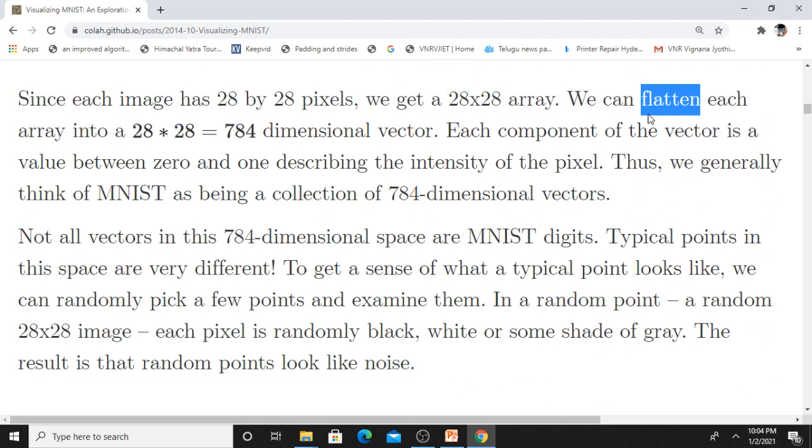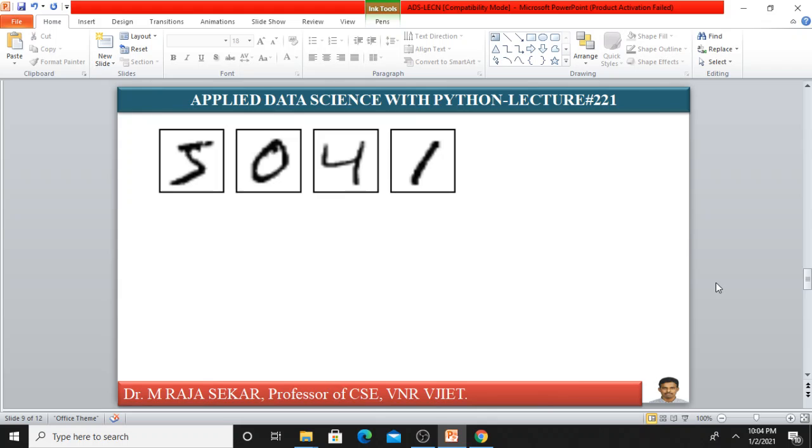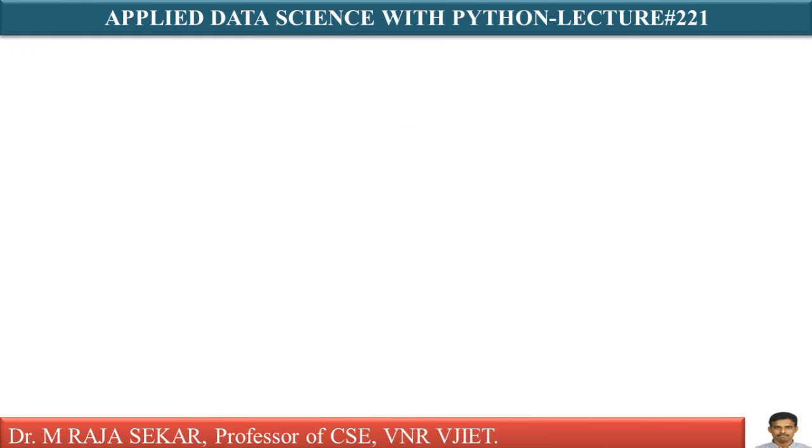I will get a vector. How will I get a vector corresponding to this particular matrix? It is a simple and straightforward technique. There is a technique called flattening. What is this flattening? Just let me explain this flattening. It is simple and straightforward.